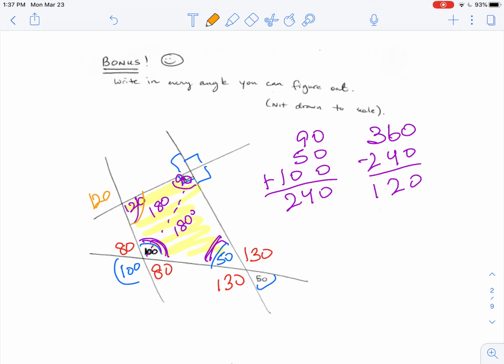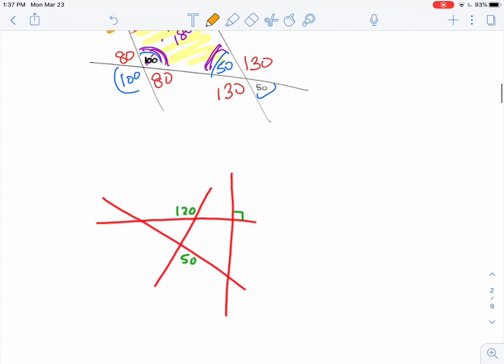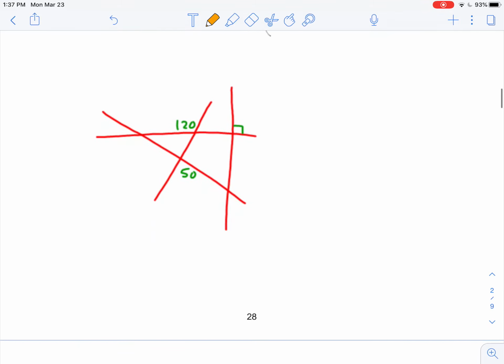And then when we use what we know over here, this is 120 degrees. The vertical angle is 120 degrees. Supplementary, 60 and 120 makes 180 and 60. That wasn't so hard. Okay, in case you didn't do every problem on this page, turn off the video, do the last problem on page 28, and then come back to the video.